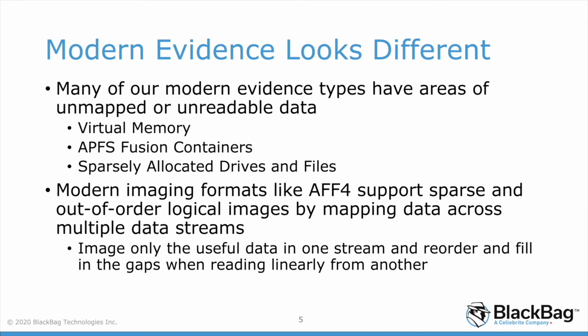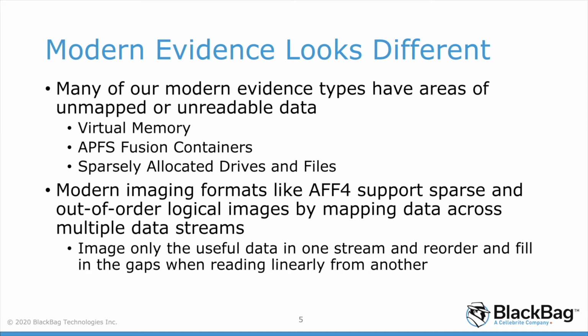While our hashing methodologies may not have changed much since the beginning of our discipline, modern evidence sure has. Many of our modern evidence types have areas of unmapped or unreadable data. Consider virtual memory. Each process on an x86 processor, for example, has a large amount of virtual memory allocated to it, and most of that memory is unmapped and unreadable. APFS fusion containers are also a good example. APFS fusion containers actually map blocks from multiple different hard drives, and there's a large exabyte scale gap in between these two drives. So it's not really possible to linearly image or linearly hash this in any sort of reasonable time.